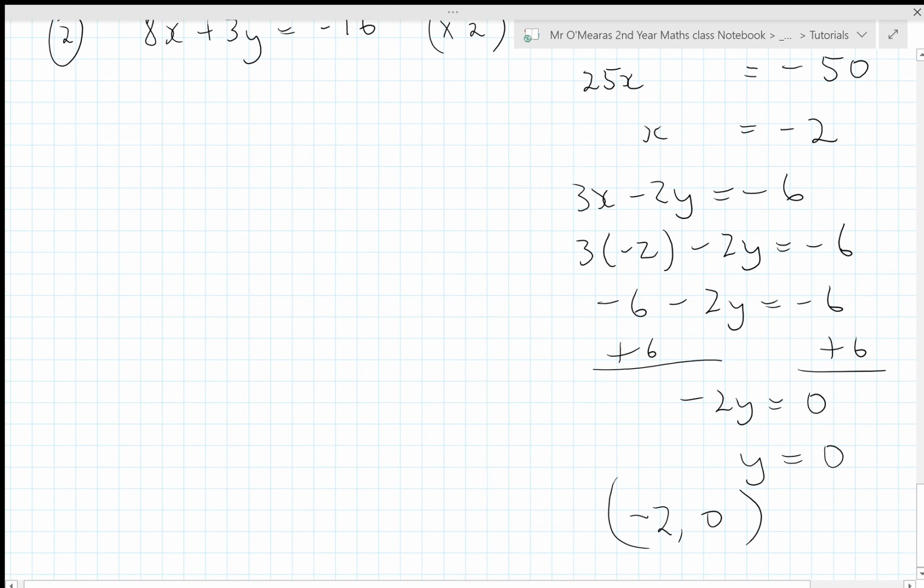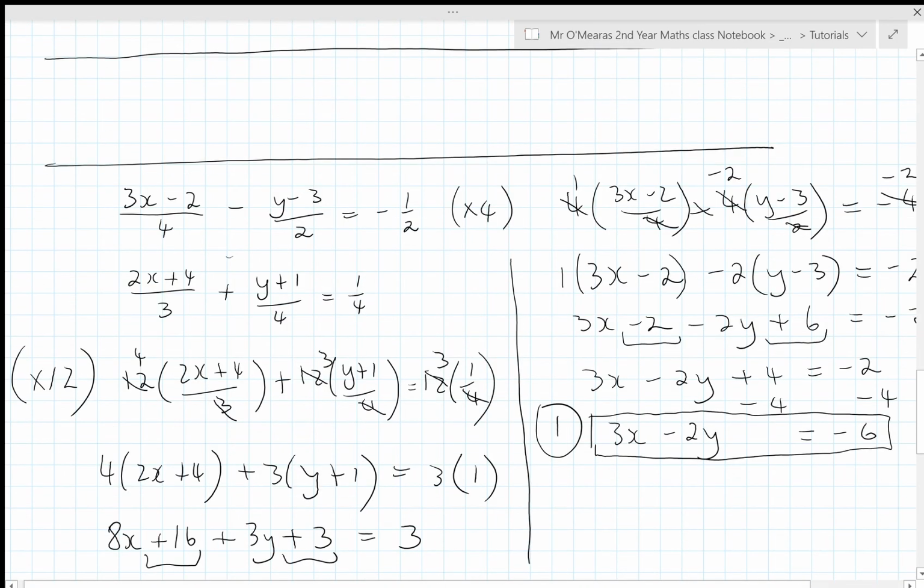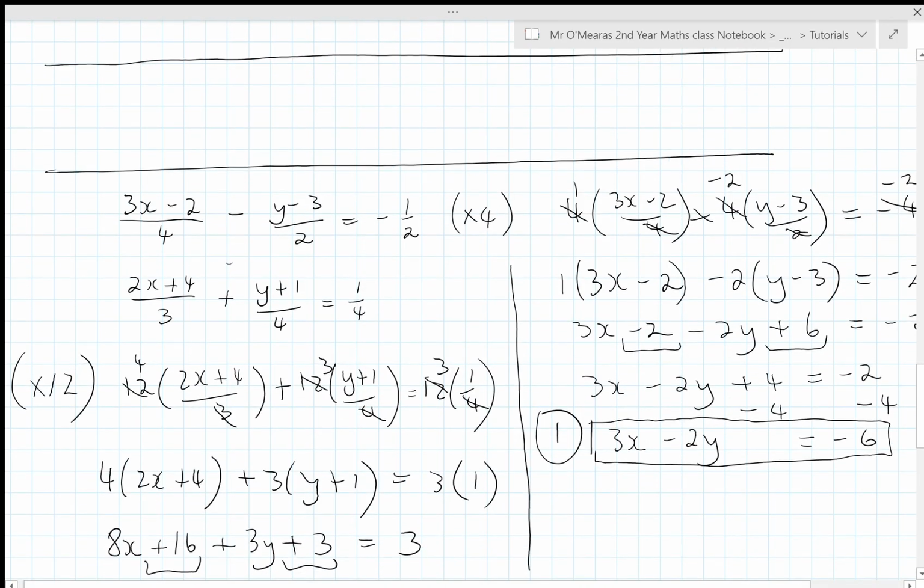Okay, we want to verify that that's correct. So the best thing to do is to skip all the way back up to the original question, minus 2, 0. So if I put minus 2 in for x and 0 in for y, would this turn out to be true? So we're looking at the very first line here, 3x minus 2 over 4. 3 times minus 2 is minus 6. Minus 2 is minus 8. Divided by 4 is minus 2. Does that give us minus a half? Yes.